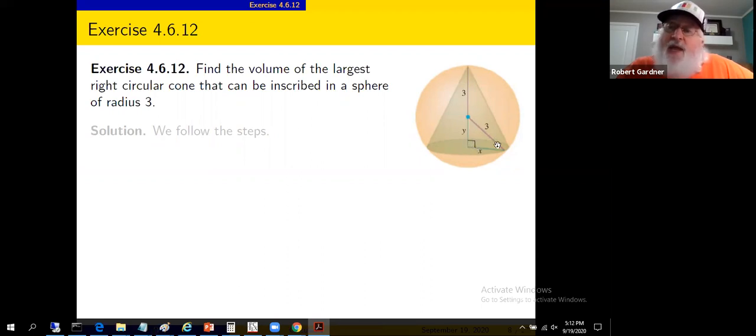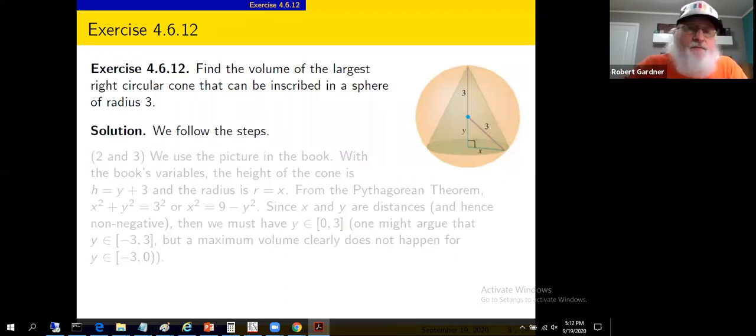Here's the radius of the sphere, which is 3. Here's another radius of the sphere, which is 3. But we've got a right triangle of hypotenuse 3. One side is length x, the other side is length y. The Pythagorean theorem will give us a relationship between the x's and the y's. So having given us the picture, I think we've got a fighting chance at working through this one.